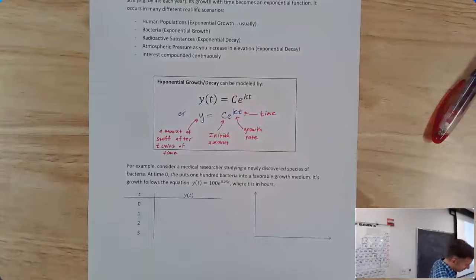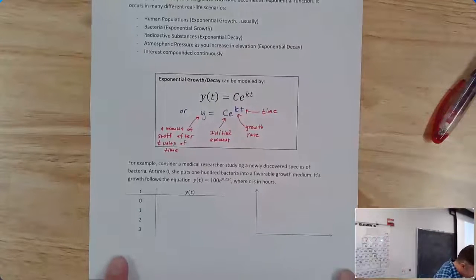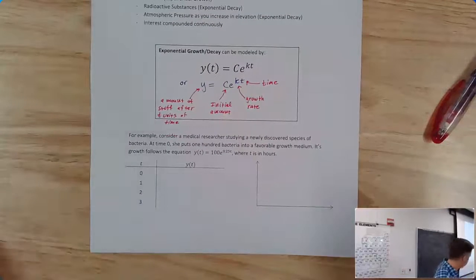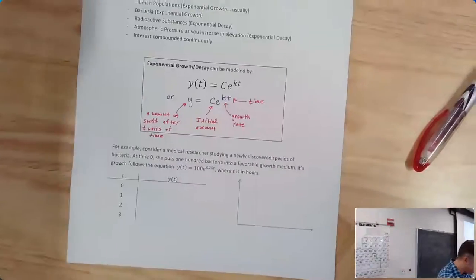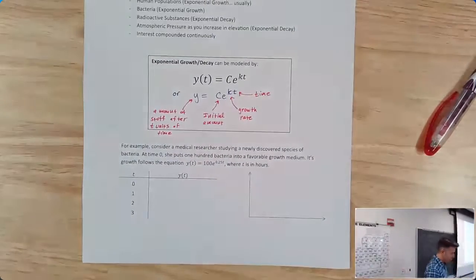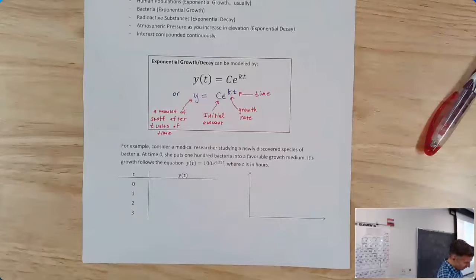For example, consider a medical researcher studying a newly discovered species of bacteria. That sounds terrifying. Let me put this right here. At time zero, the beginning, she puts 100 bacteria into a favorable growth medium, like a petri dish. Its growth follows the equation y of t equals 100 e to the 0.25 times t, where t is in hours. At this point, we're just going to write down a few numbers to see what we get.